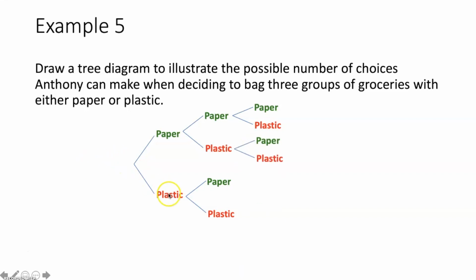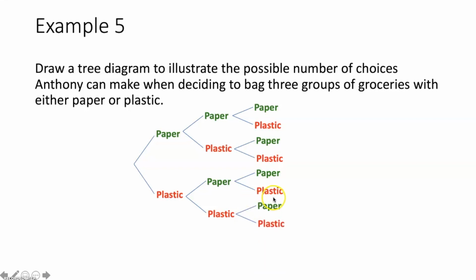Now let's say the first group of groceries was bagged with plastic, and the second group of groceries was bagged with paper. The third group of groceries he can choose to bag with either paper or plastic again. And lastly, if he chose to bag the first group of groceries with plastic and the second group of groceries with plastic, the third group of groceries he can again choose to bag with either paper or plastic.